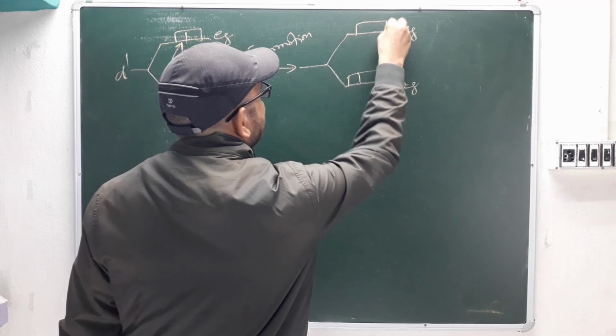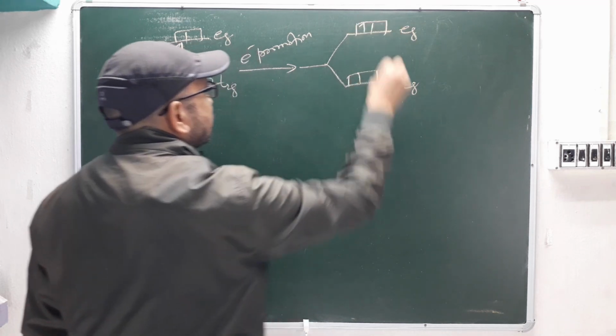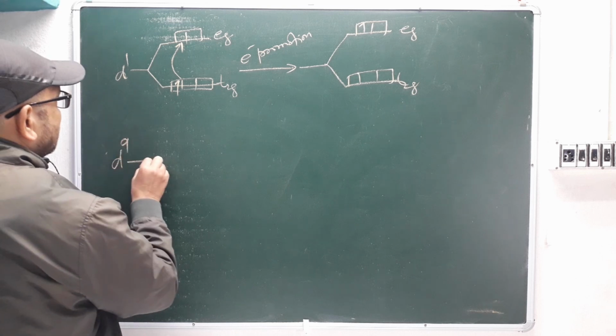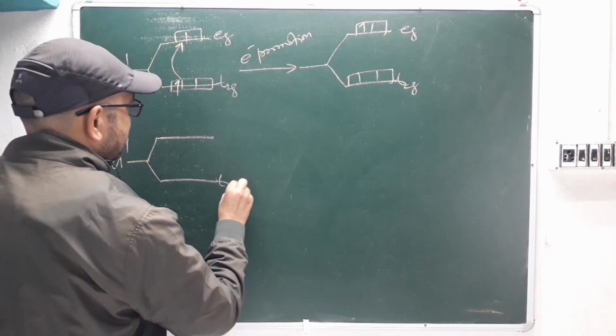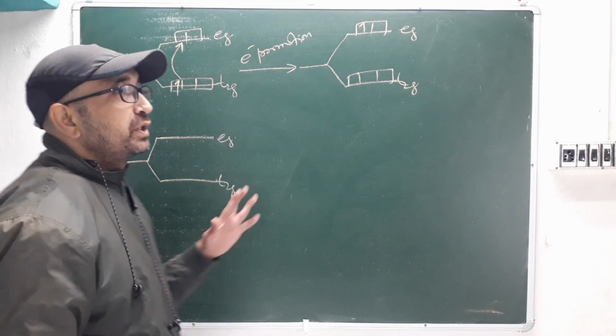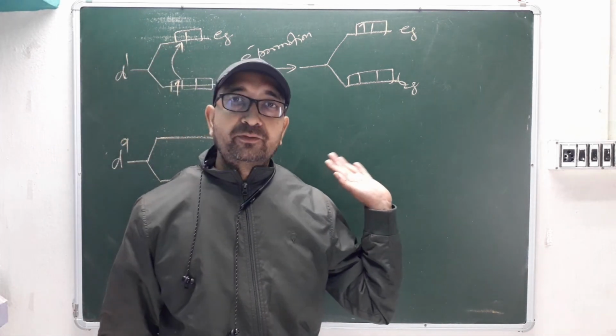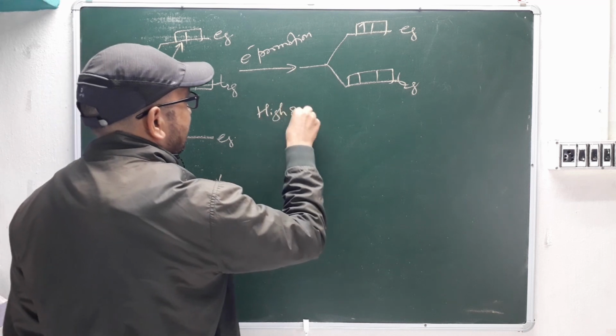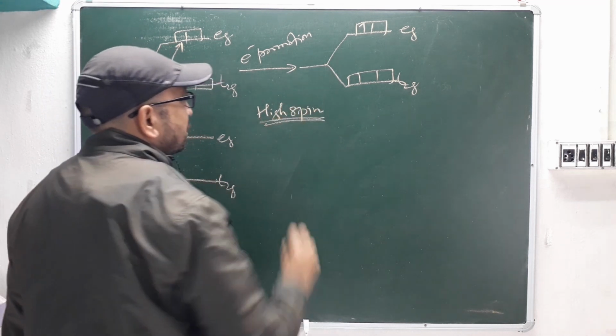Now what is happening? This electron gets promoted here, right? So this is electron promotion. Correct. We have d9. So in d9, what is happening? This is t2g, this is eg. And one more thing, this correlation diagram will work only for high spin complexes. Correct. Only for high spin. Whatever I am drawing now will be for a high spin complex.